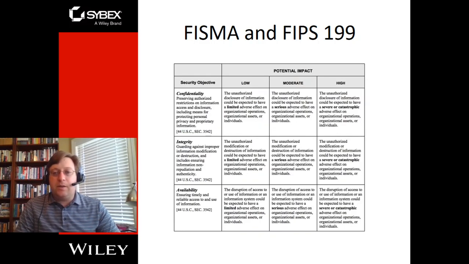They'll say, what is the potential impact if one of these aspects of the triad is compromised? If you have a low, moderate, or high impact potential outcome for each one of these security objectives, you can trace out and see exactly what it's talking about. This is something that's worth looking at.